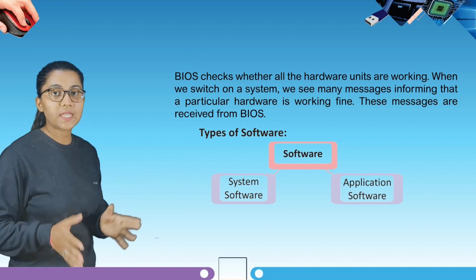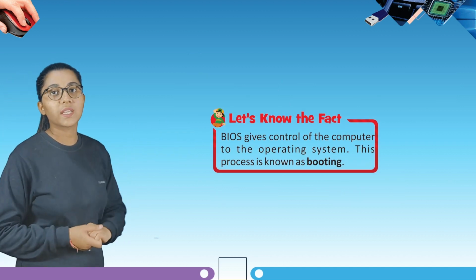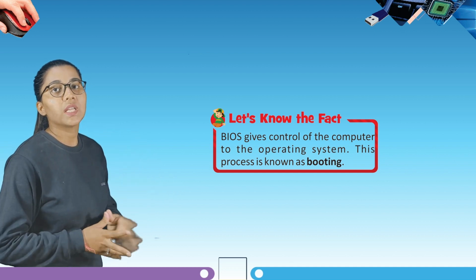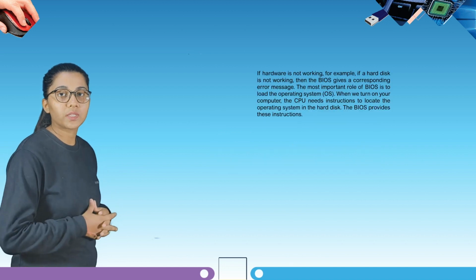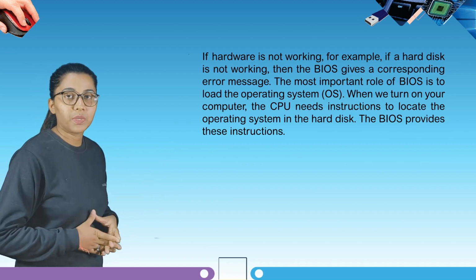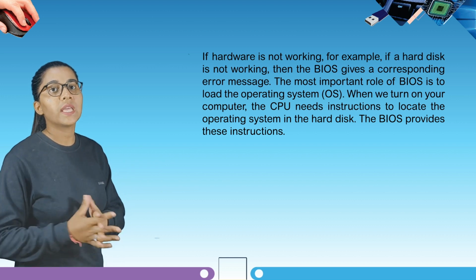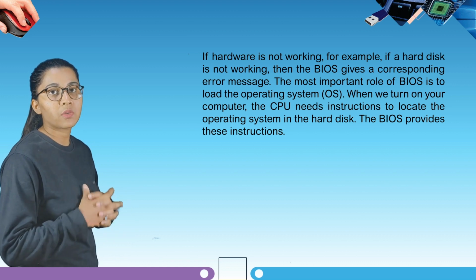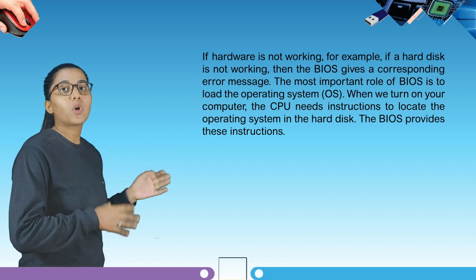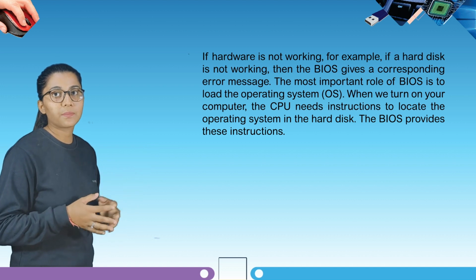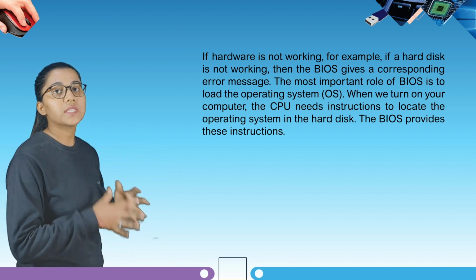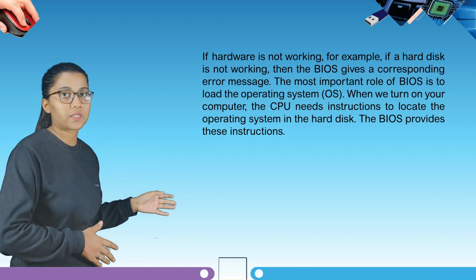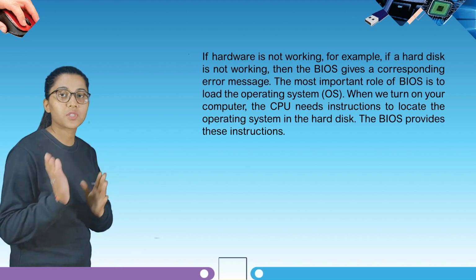Now students, it's time to know an interesting fact, that is BIOS gives control of the computer to the operating system. This process is known as booting. If hardware is not working, for example, if a hard disk is not working, then the BIOS gives a corresponding error message. The most important role of BIOS is to load the operating system, that is OS. When we turn on our computer, the CPU needs instructions to locate the operating system in the hard disk. The BIOS provides these instructions.